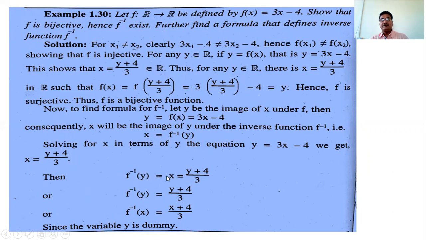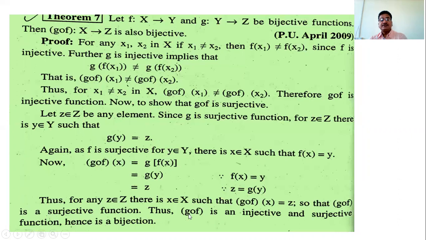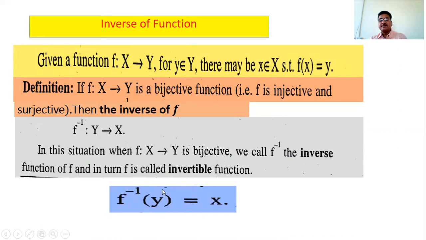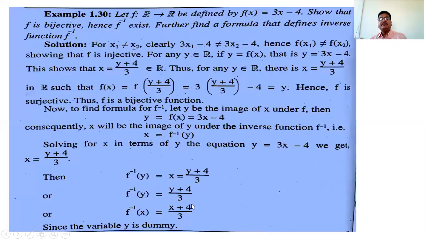f inverse of y is x. This is the definition, and this is the formula to obtain f inverse. So f(x) is y, then f inverse of y is x. What is x? x is this, (y plus 4) by 3. And therefore f inverse of y is equal to (y plus 4) by 3. This is the formula that defines the inverse of the function, f inverse of y is equal to (y plus 4) by 3.